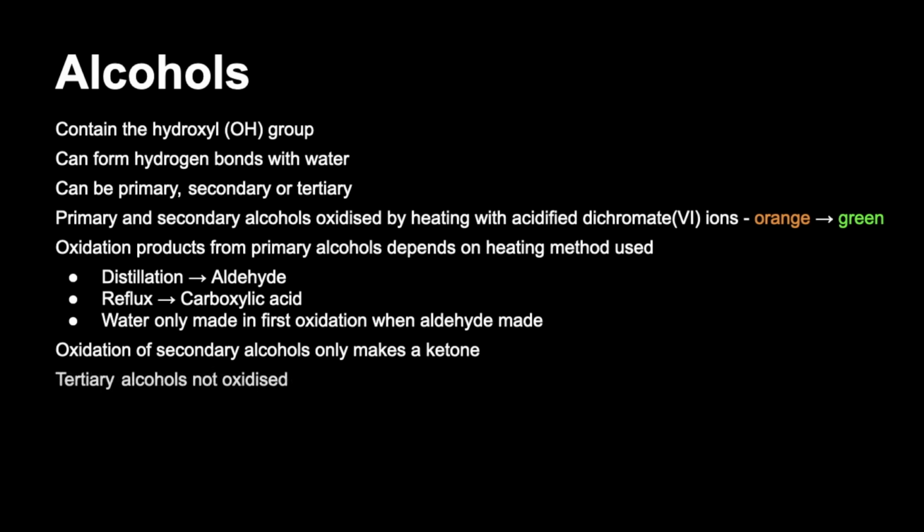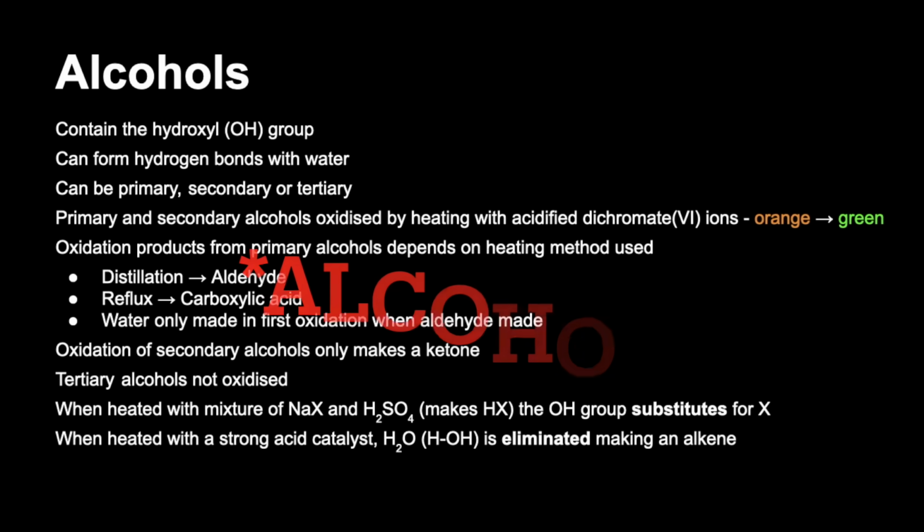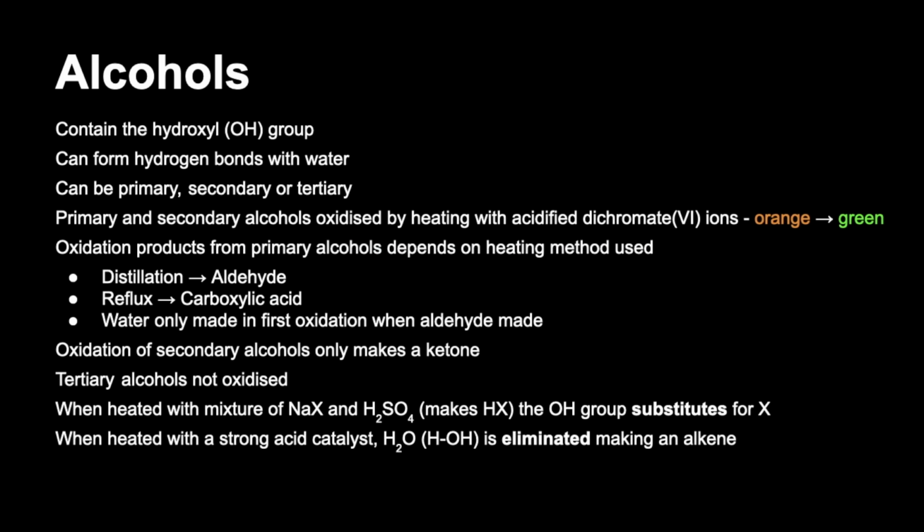And obviously tertiary alcohols can't be oxidized. When you heat an alcohol with a mixture of a sodium halide and sulfuric acid, it's going to make hydrogen halide, and then that reacts with the alcohol, and the OH group, the hydroxyl group, substitutes for whatever the halide is. When you heat an alcohol with a strong acid catalyst, H2O, I always tell my students to think of it as HOH. So H2O is eliminated, and that makes an alkene.